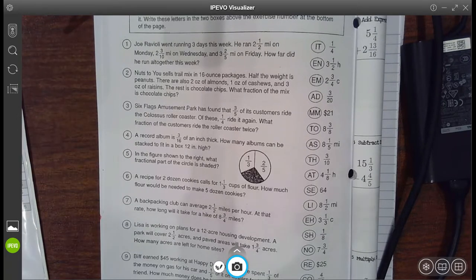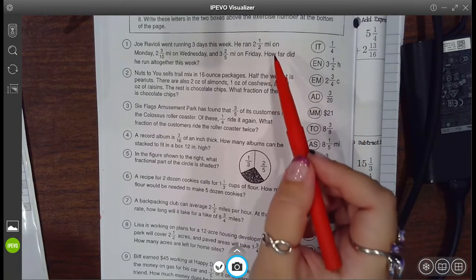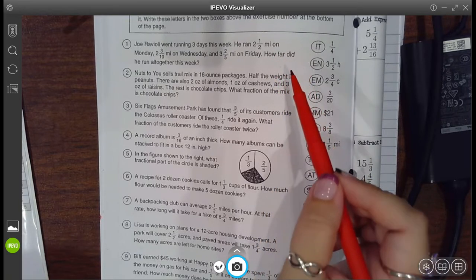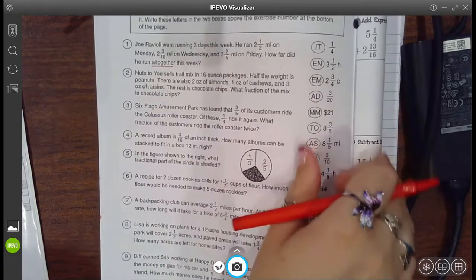Okay, so for the first one, it says, Joe Ravioli went running 3 days this week. He ran 2.5 miles on Monday, 2 3/10 miles on Wednesday, and 3 2/5 miles on Friday. How far did he run all together this week?